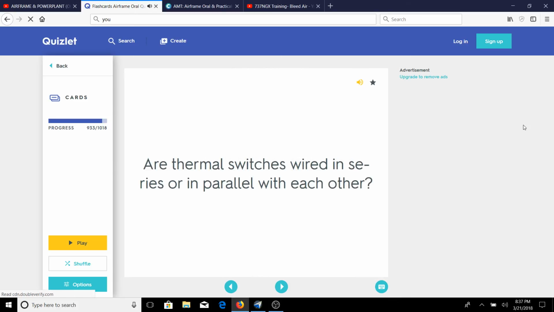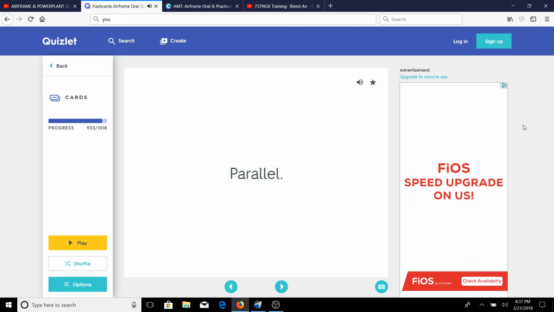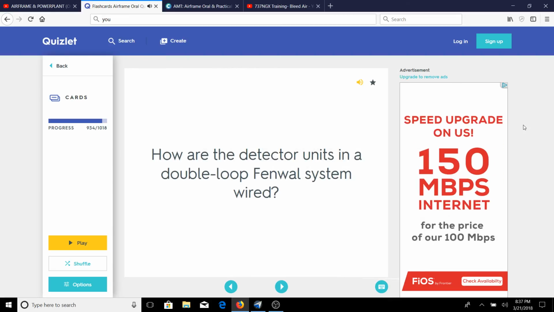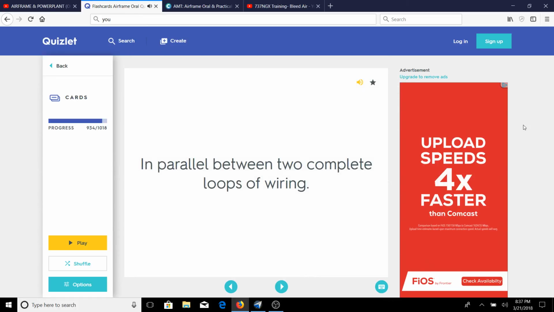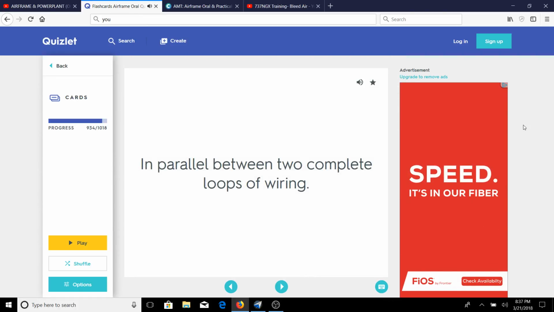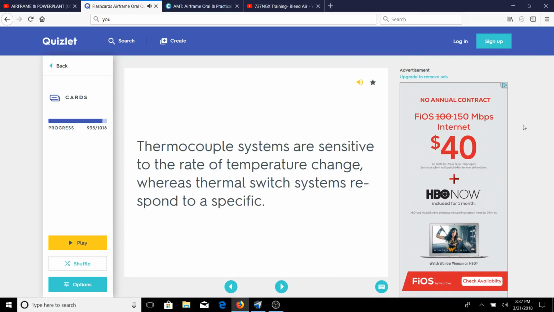Are thermal switches wired in series or in parallel with each other? Parallel. How are the detector units in a double-loop Fenwal system wired? In parallel between two complete loops of wiring. In what way is a thermocouple fire warning system different from a thermal switch system? Thermocouple systems are sensitive to the rate of temperature change, whereas thermal switch systems respond to a specific temperature.